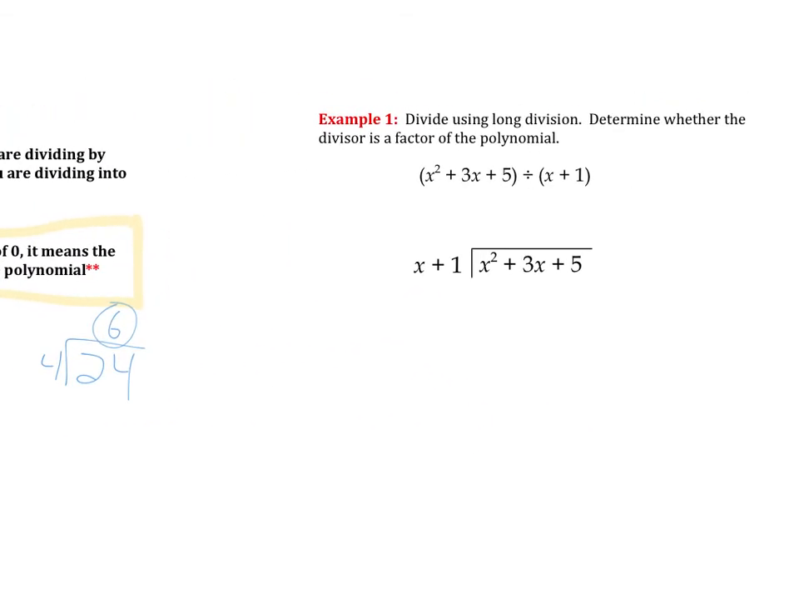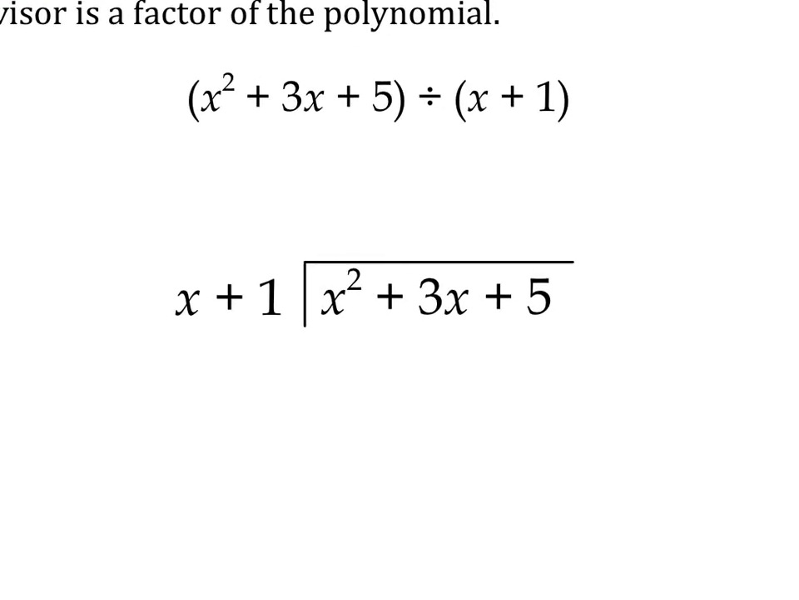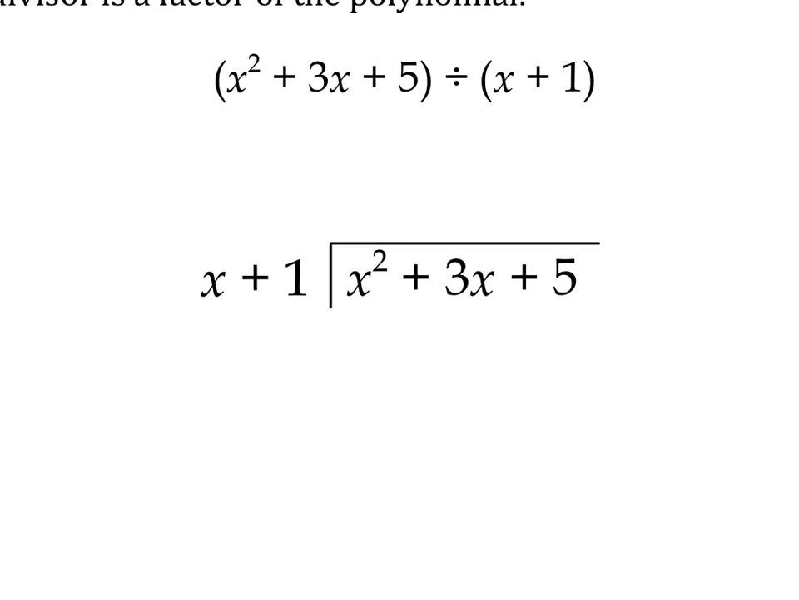So, let's see our first example. We've got x plus 1, and that's going to be divided out of x squared plus 3x plus 5. So this will probably be shown to you using the traditional division symbol. We're going to write it using a long division setup.